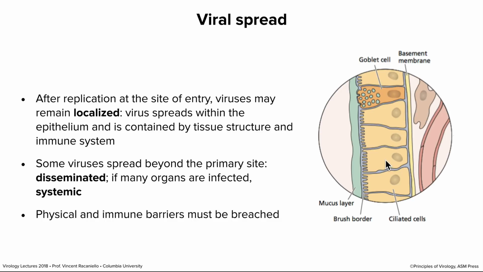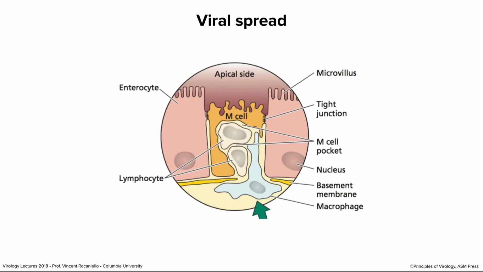The other is that viruses can spread. They can spread beyond the primary site. We call that a disseminated infection. A special word, systemic, means that many organs are infected as a result. In order for that to happen, both physical and immune barriers have to be breached. In particular, the basement membrane has to be breached, and the viruses have to get around the immune response. Let's see how that can happen.